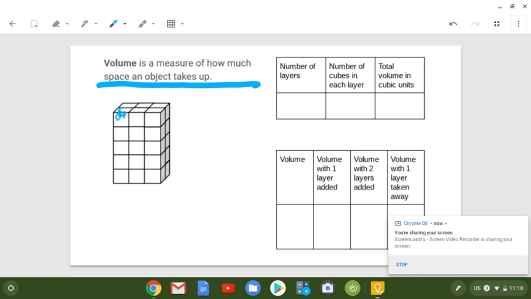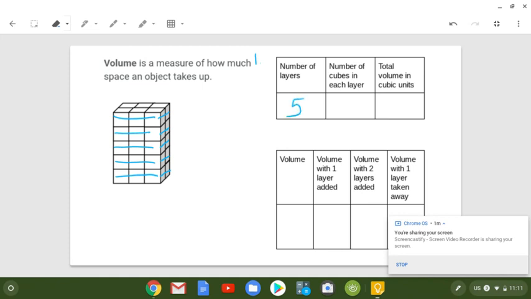Okay, so I'm going to clear that for a moment. All right, we're going to look here, and we're going to pretend that this is problem 1. And problem 1 wants to know how many layers are in this rectangular prism. So if I'm looking here, this is a layer. Okay, so we have 1 layer, 2 layers, 3 layers, 4 layers, and 5 layers.